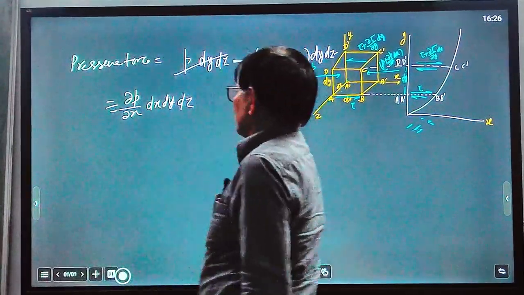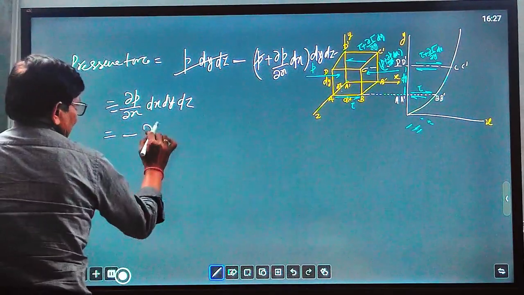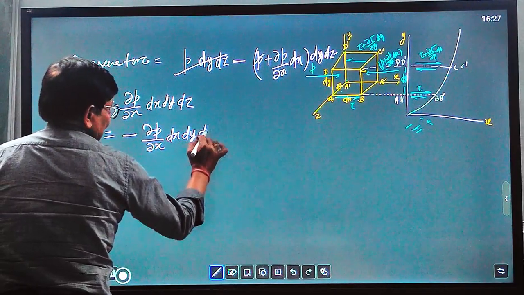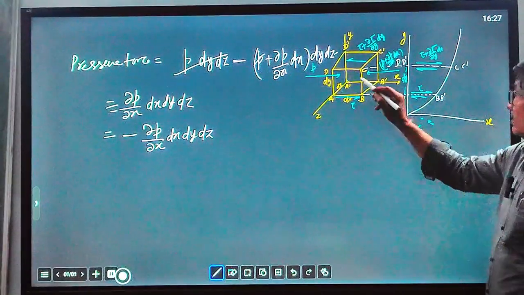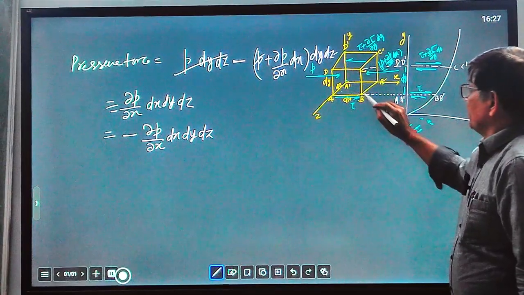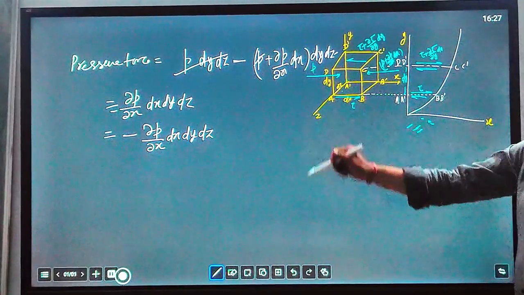You will find negative sign, that is equal to, write it again, minus del P over del X dx dy and dz. This is a pressure force due to change in intensity of pressure in two faces, A'D'D and B'C'C. Now what is shear stress?